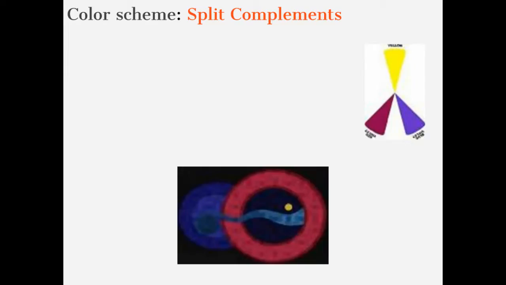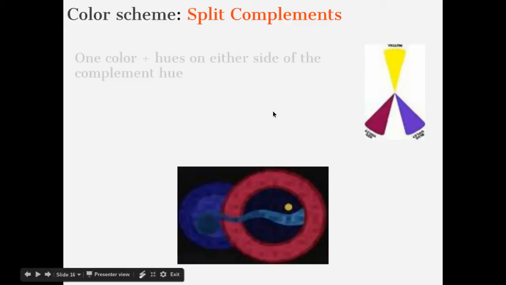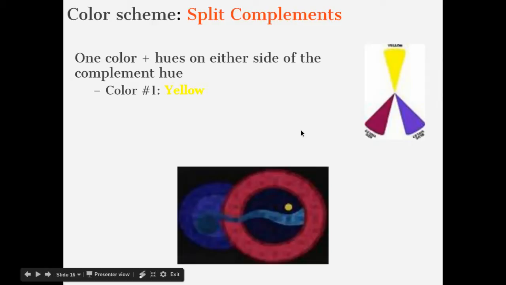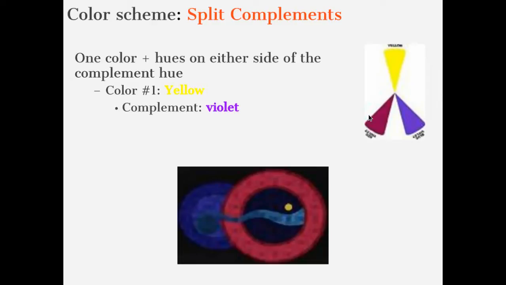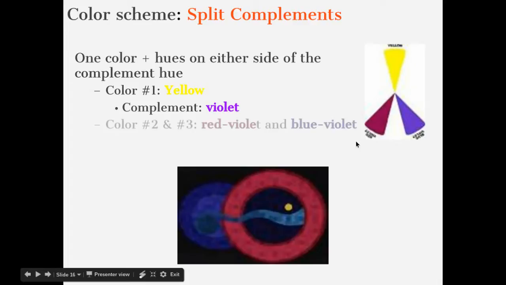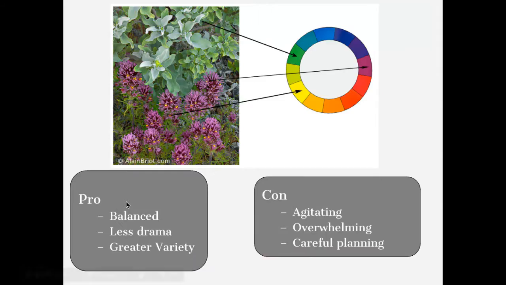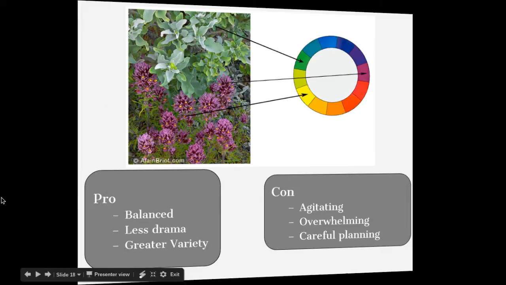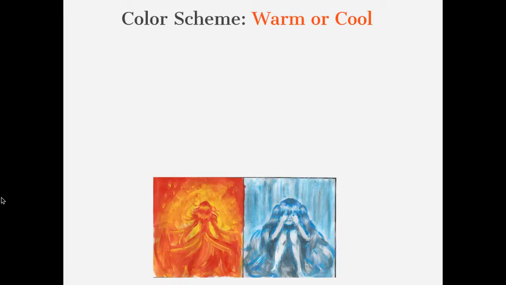Next color scheme is known as a split complement. This one's a little complicated. So it's one color and then hues on either side of what would be the complement. Right here should be purple. So the first color is yellow. Its complement would be violet, but it's not used in here. So it's going to be using the red violet or the blue violet, but not the actual violet. So that is a split complement. Pro is it's balanced, less drama, greater variety. Con is it can tend to be agitating, somewhat overwhelming, and requires, once again, careful planning. But it makes very vibrant pictures. It's one of my favorites.